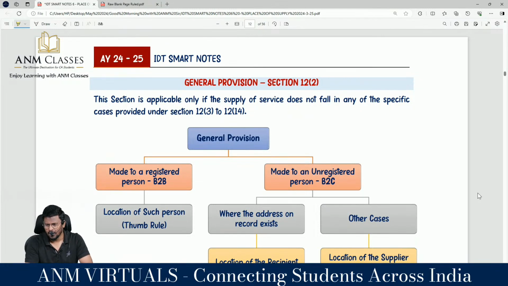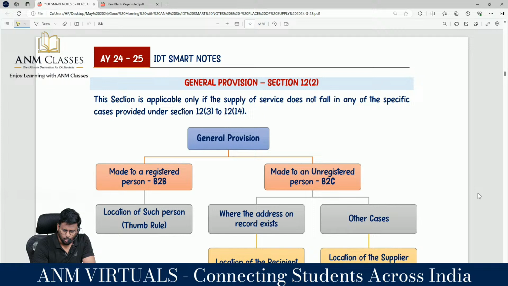What is section 12.1? Applicability. If both the service provider and service recipient are situated in India, provisions of section 12 will be applicable. I'm going to talk about section 12.2, which is the general provision, right? Yes, sir. Even for section 12.2, one applicability condition is there, sir. If the service is not covered under 12.3 to 12.14, then only the provisions of section 12.2 will be applicable. This is the applicability of 12.2.